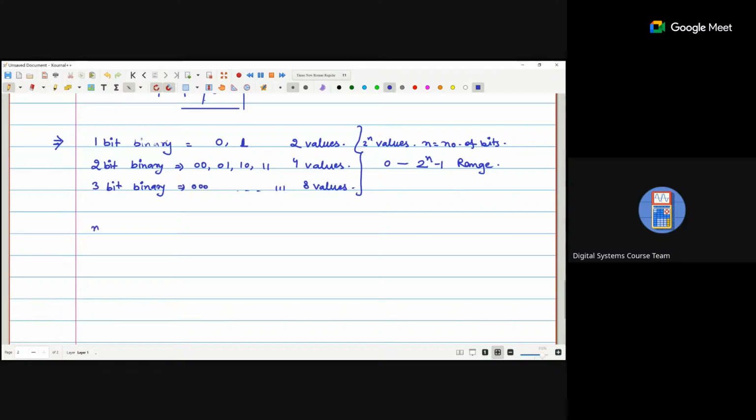For example, n equal to 1. How many values can be represented? 2 raised to power 1, that is 2. And the range is 0 to 2 raised to power 1 minus 1, that is 0 to 1. If n is equal to 2, then 2 raised to power 2, that is 4 values, can be represented, and the range is 0 to 2 raised to power 2 minus 1, that means 0 to 3.